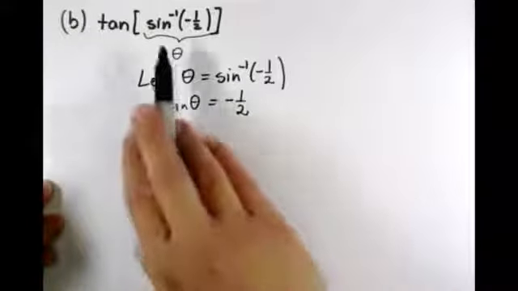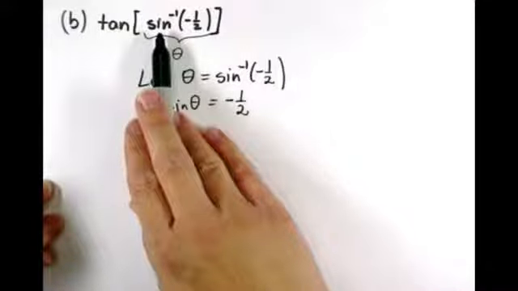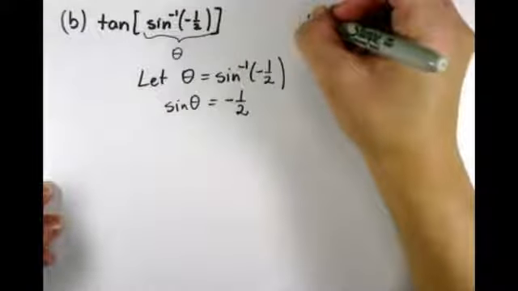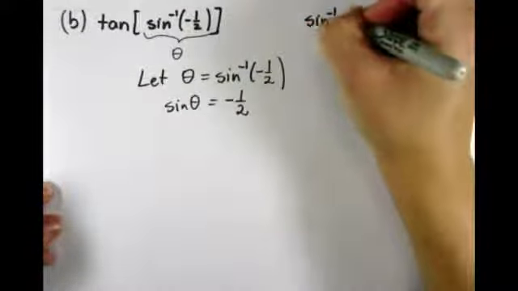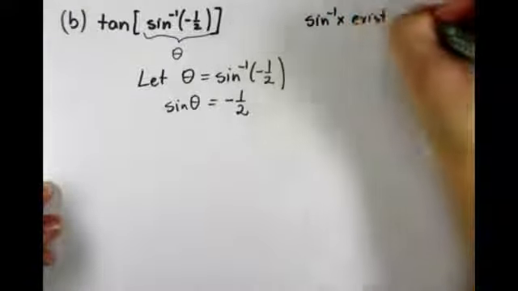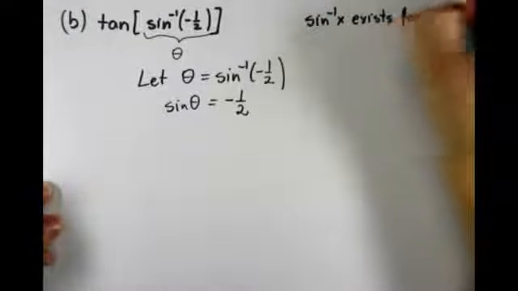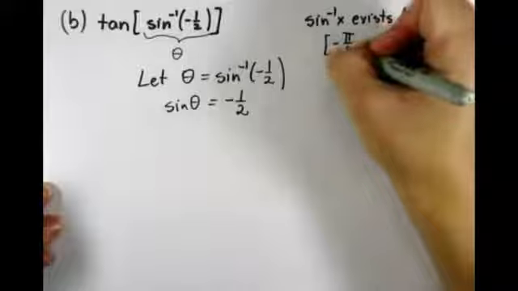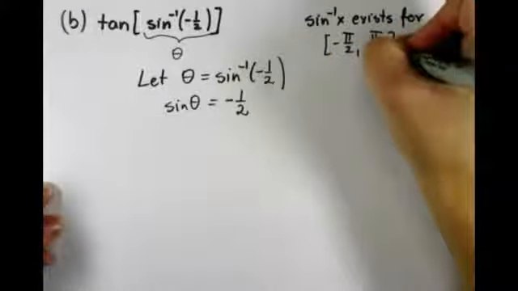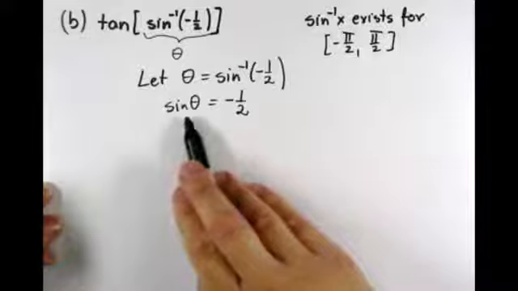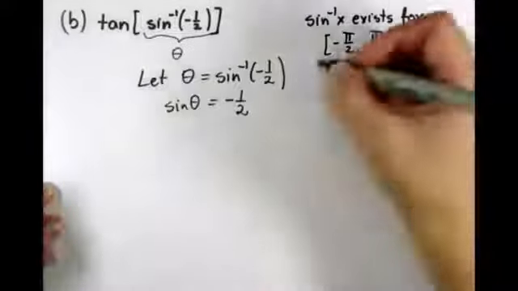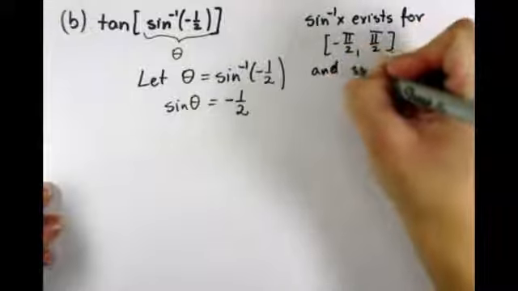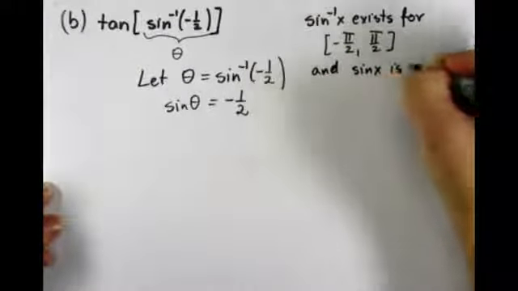So first we get the restriction of sine. For what angle, for what theta does the sine inverse exist? So the restriction: sine inverse of x exists for theta from minus pi over 2 to pi over 2. And the second restriction is that my sine is negative, sine x is negative.